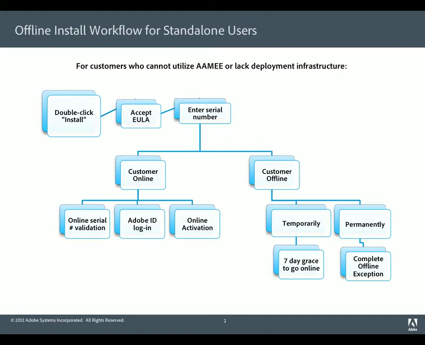When you insert a CS6 DVD, or double-click the downloaded native installer from Adobe's website, you'll be prompted to accept the end-user license agreement and enter your serial number. For customers who are offline at the time of this double-click and accepting, they will be given a prompt as to whether they are temporarily or permanently offline. For those customers permanently offline, they must complete the offline exception process detailed in the screenshots following.